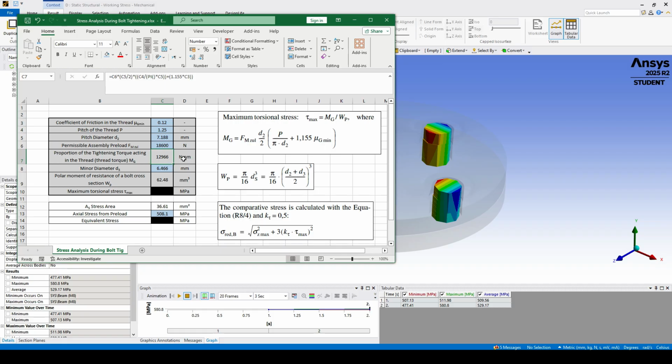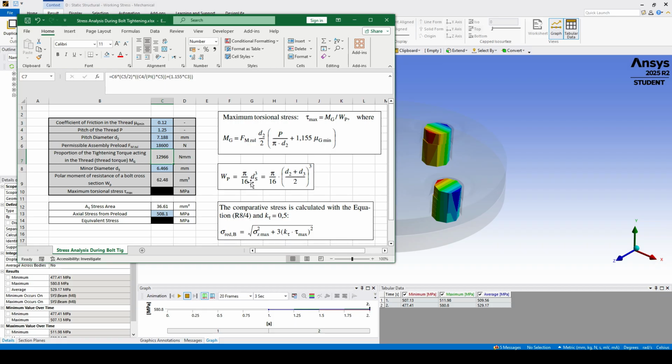Now the second parameter is the polar moment of resistance. In order to calculate it, it's just pi divided by 16 multiplied by a parameter called ds to the power of 3. So if you already have ds from the standard, you can use it directly. In my case, it was unknown.